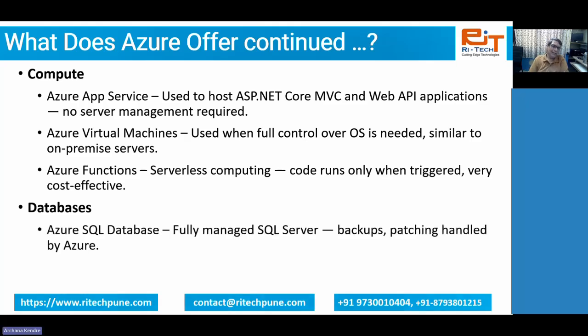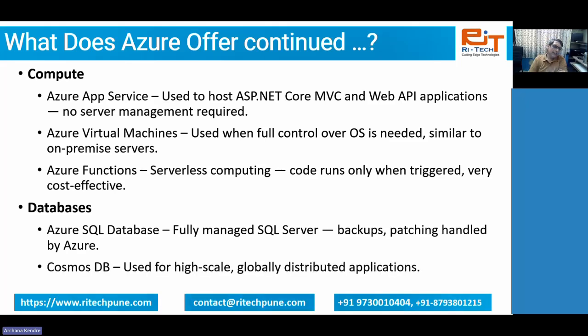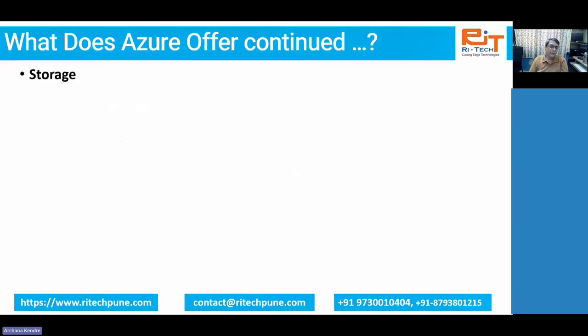Now, databases. In databases, Azure offers you Azure SQL Database, which is SQL Server hosted on the cloud. It is a fully managed SQL Server available with automatic backups and patching. Everything will be handled by Azure. Besides SQL Server, we can also use Cosmos DB, used for high-scale, globally distributed applications. So if you don't want a relational database, and you want a different kind of storage structure for your data, you can go for Cosmos DB. Cosmos DB is very popular for high-scale, globally distributed applications. So these two databases are available directly.